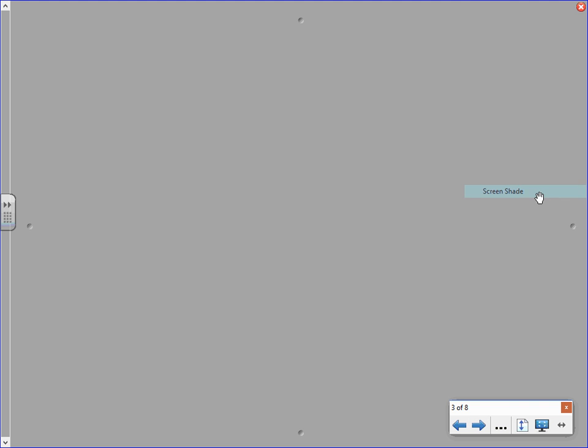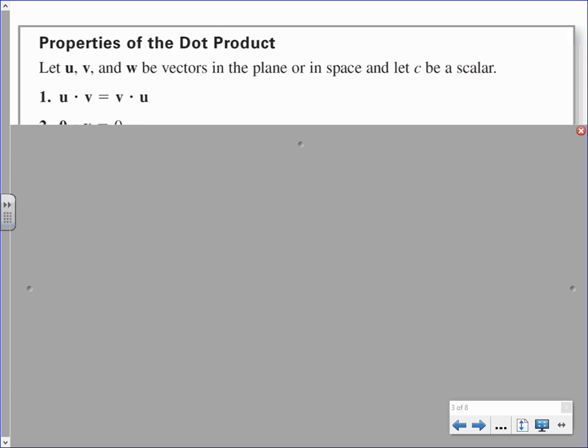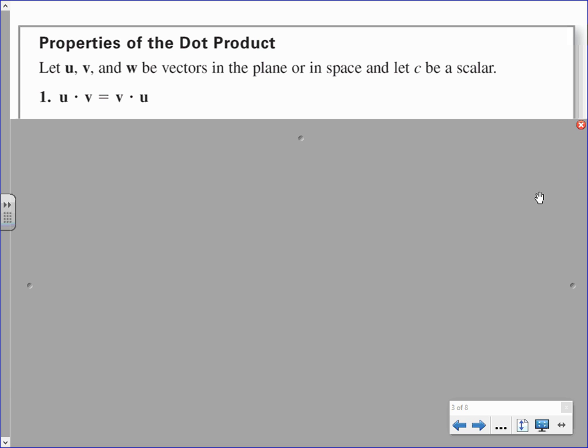Now I wouldn't say that you need to write these down. These are in your book if you want to go for it, but these are just some properties. We discussed some properties in the beginning. These all deal with the dot product. Okay, u dot v and v dot u are going to be the same. It does not matter the order in which you do the dot product.